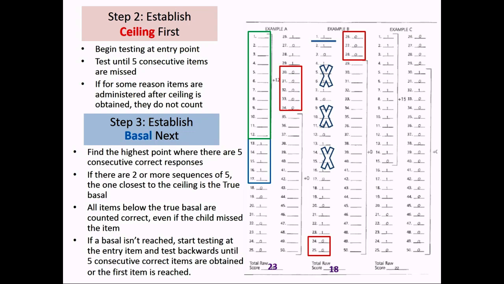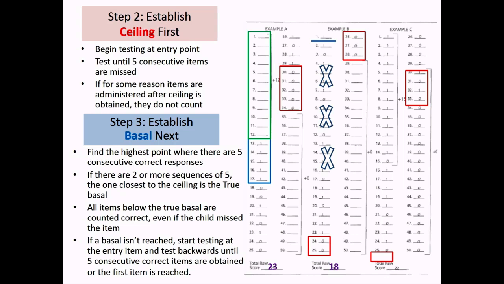Okay, third scenario over here on example C. So we're going to find a ceiling, 5 in a row correct. And there it is, 25 through 29. Well, the scorer hadn't noticed that they had hit a ceiling, so they kept testing. And so there's another 1 on item number 30 and another 1 on item number 32 before a second ceiling is reached. The true ceiling is that first ceiling, so they do not get any credit for item number 30 or 32, even though they spelled it correctly. So if you look at the rules on the ceiling, if for some reason items are administered after ceiling is obtained, they do not count.